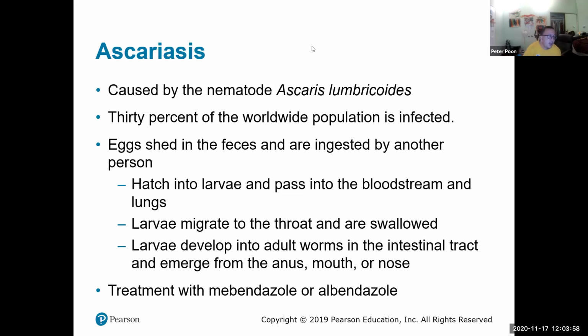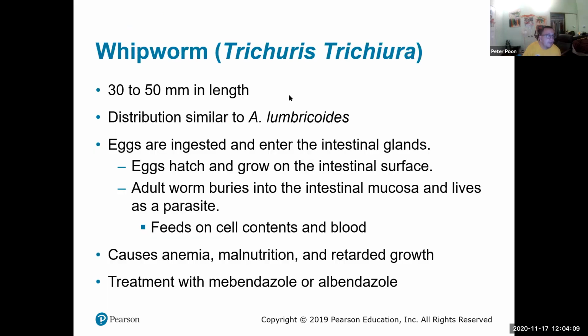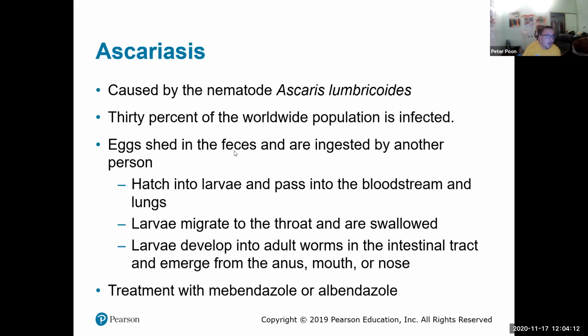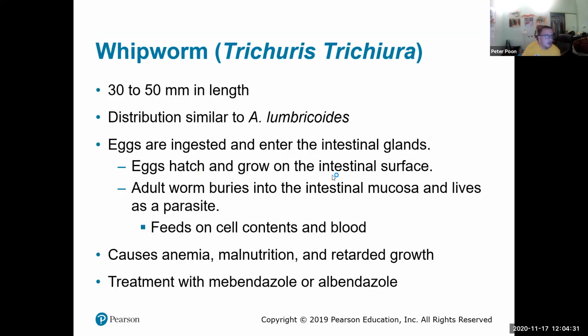Ascariasis. Here are the worms. Basically, we infect each other with it. Larvae develop into adults in the intestinal tract and emerge from the anus, mouth, or nose. Most likely. What worm it is, we don't have to know.